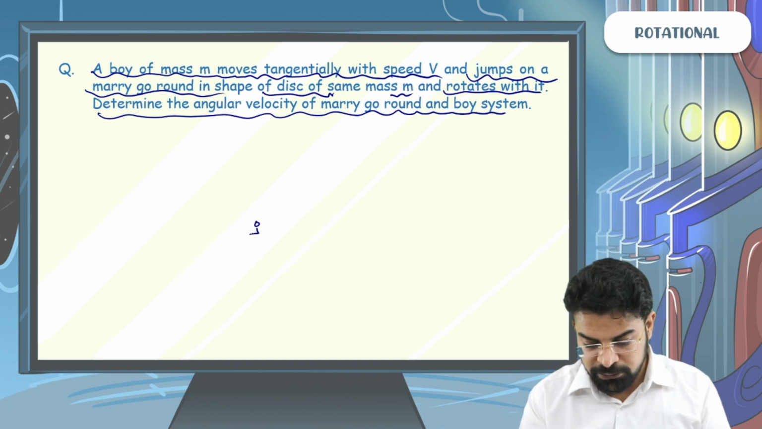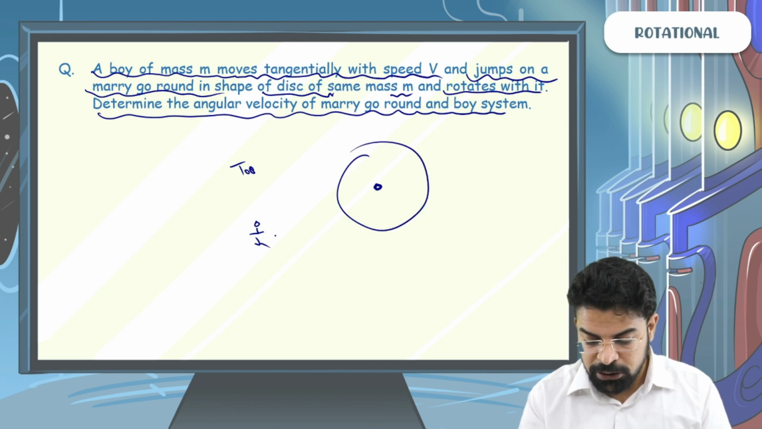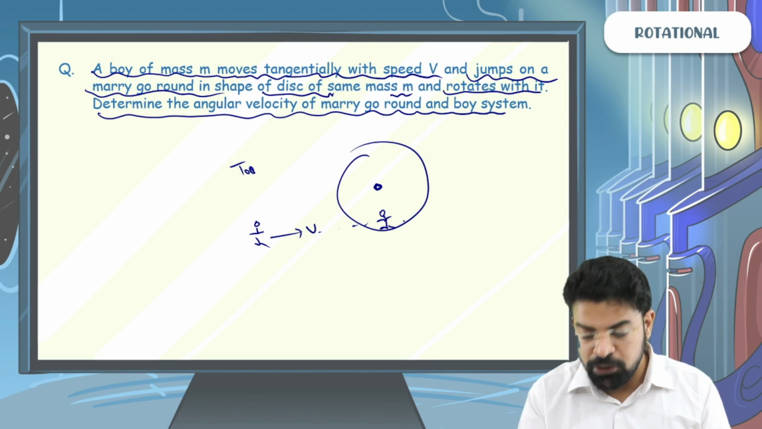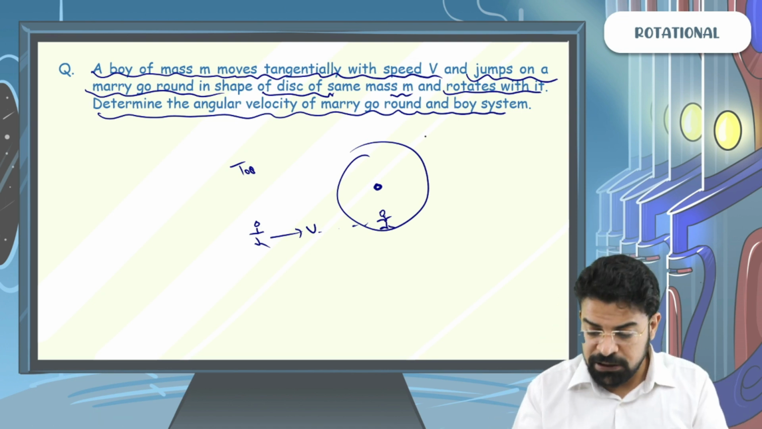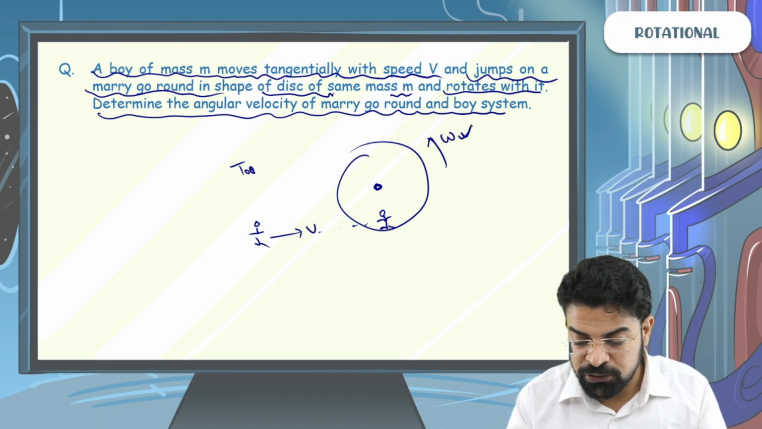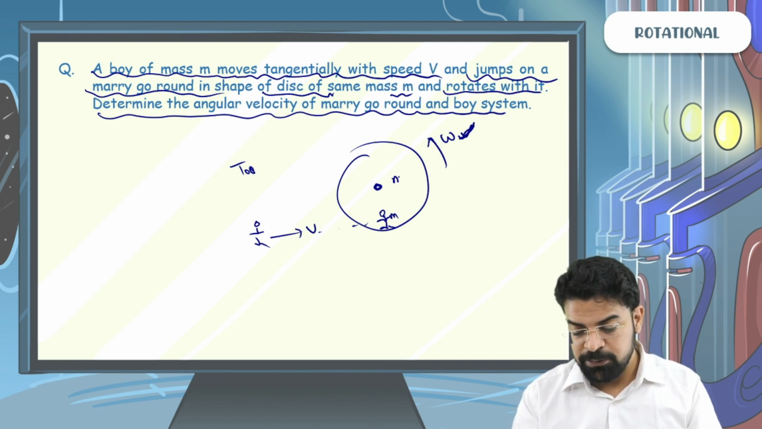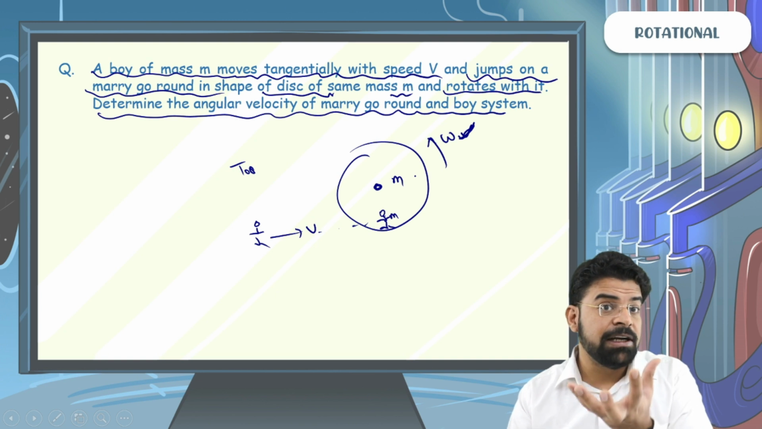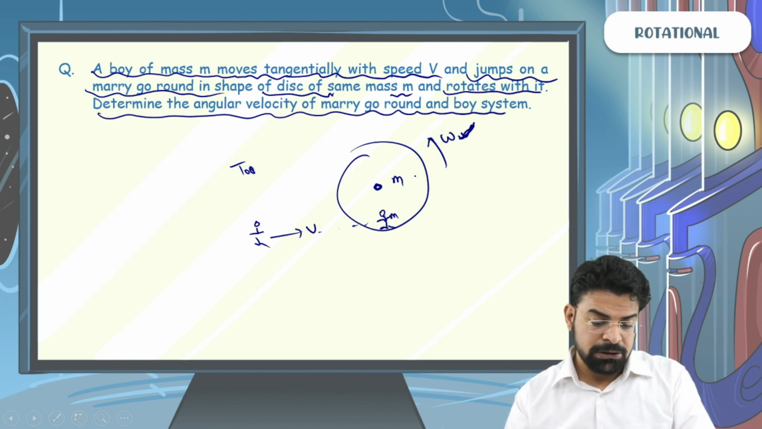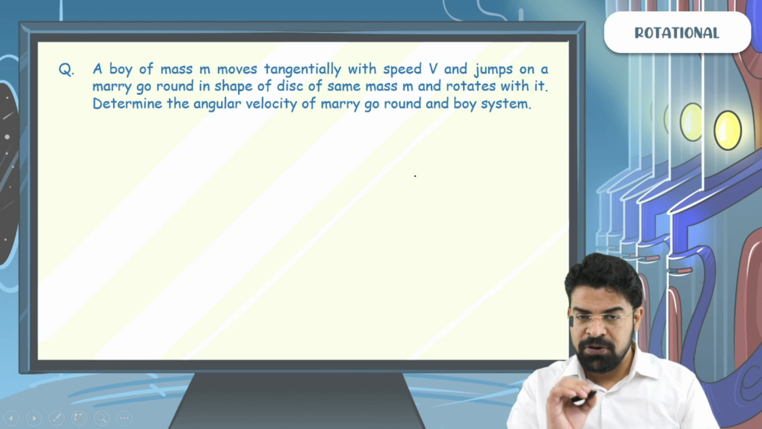So there is a boy. We are looking from top and this is the merry-go-round. The boy comes with a speed v, jumps tangentially and sticks to the merry-go-round, and then this whole system starts turning with an angular velocity omega. You have to find this omega, given that the mass of the boy is the same as the mass of the merry-go-round, which has to be treated as a disk. This is not a tough question. So let's see what to do.